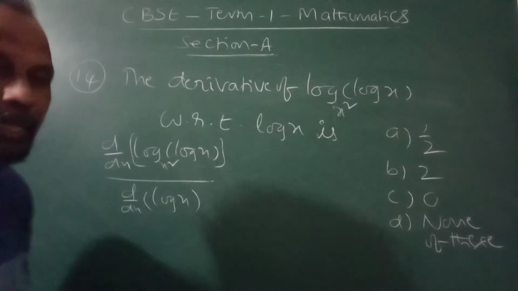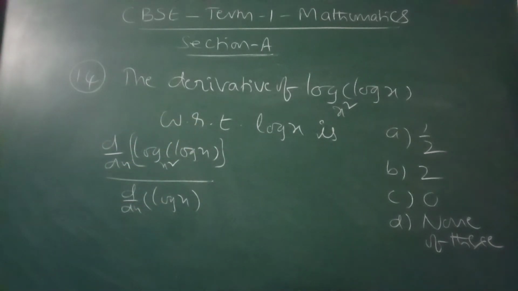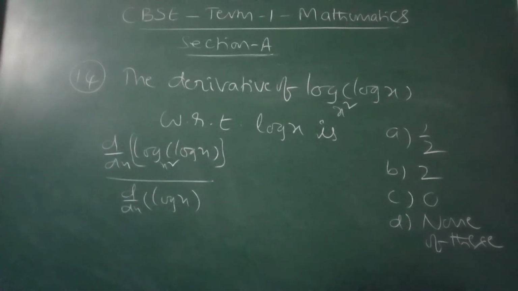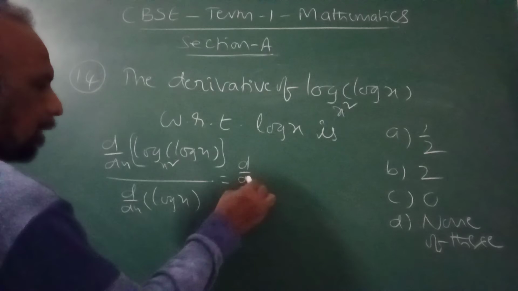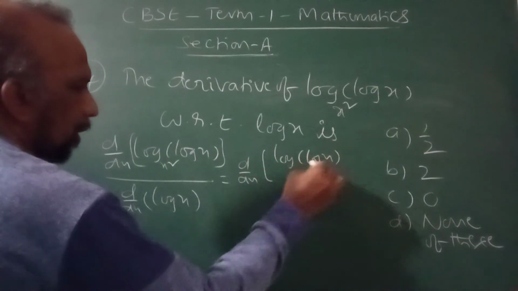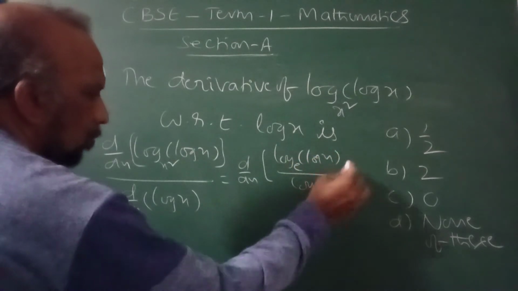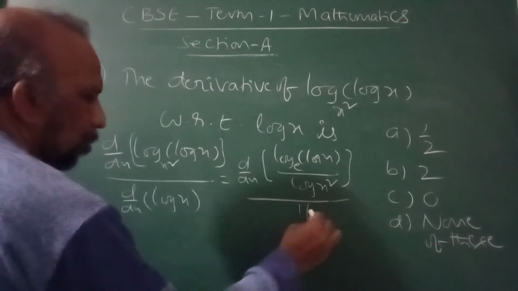With respect to this, I can write like this: derivative of this by derivative of this. I am doing it with respect to log x. Now you can see, for the derivative of this, I can write d by dx of log of log x base e, divided by log x squared, by derivative of log x, which will be 1 by x.